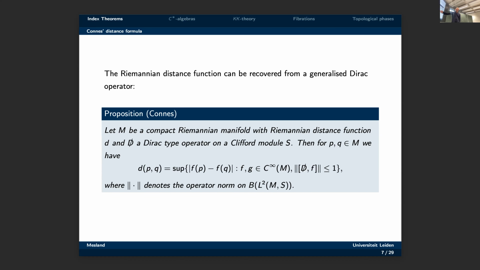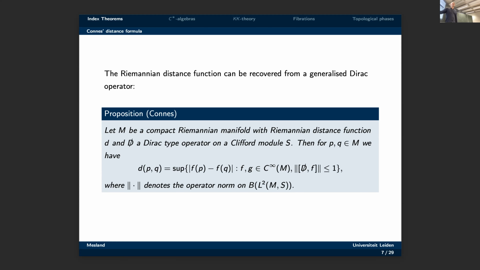You look at functions basically whose derivative is less than or equal to 1. If you visualize this on the real line, and then you get the distance between two points, you get exactly by supping over the distance between different values of differentiable functions of derivative less than or equal to 1. You can just draw this for yourself. And this works on any manifold with a nice elliptic operator. So there's nothing about the Dirac type here that really matters. It's first order elliptic that matters in essence. And here, of course, we use the operator norm on the bounded operators on the L2 sections of the space. And again, the idea here is that the Riemannian distance function can be expressed purely in operator theoretic terms.